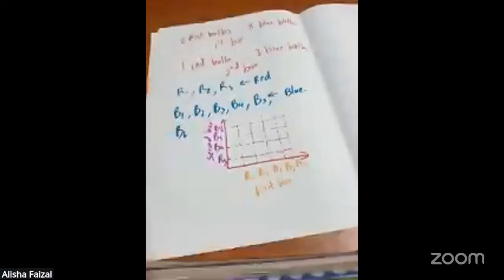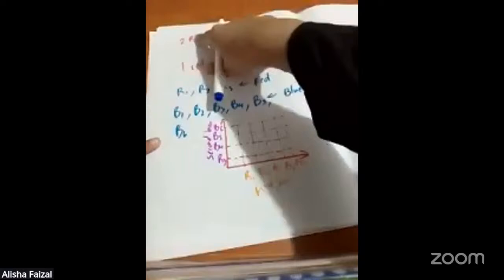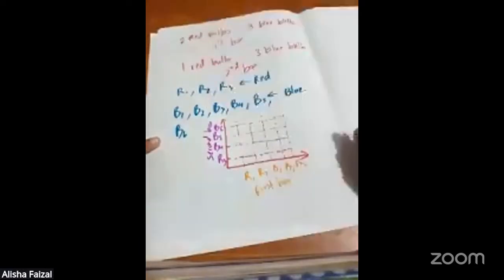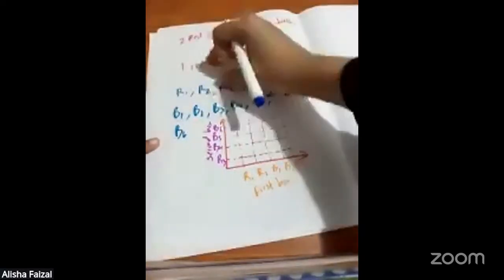So they are asking to mark it. Basically, in the first box you can pick either R1 and, from the second box, R3. You can pick a red bulb from the first box, and you can pick a red bulb from the second box. It's possible. So we mark it here. It can be either R1 or R2, so we mark both.